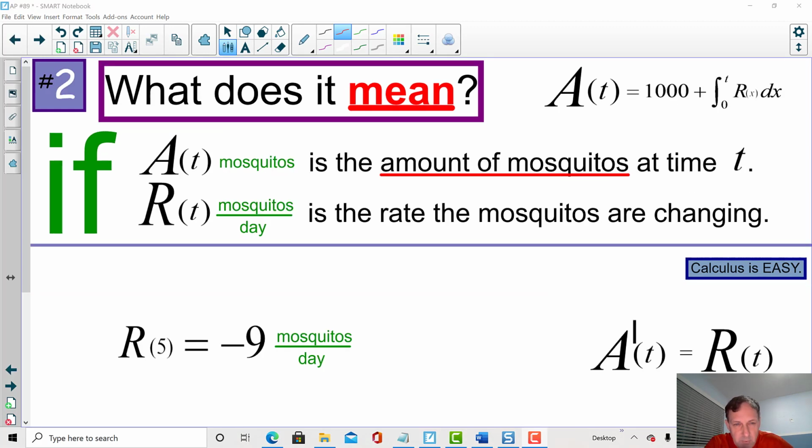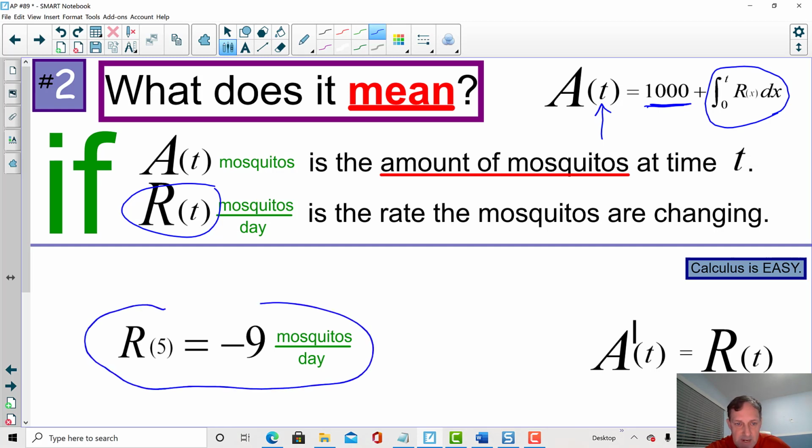Okay, here's our second example. I want you to notice I don't have the actual r of t function written down in this example. And that's because we're really focusing on the concept here. Whatever the actual function is doesn't really matter today. It's really just the concept that's important here. So if you look up here, we were given r of t, which tells you the rate that the mosquitoes are changing. So we created the amount function. What they gave us was just the rate function. And we have to figure out, what does it mean when you say r of 5 is equal to -9 mosquitoes per day? So what does that mean?